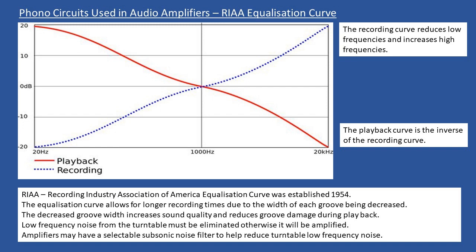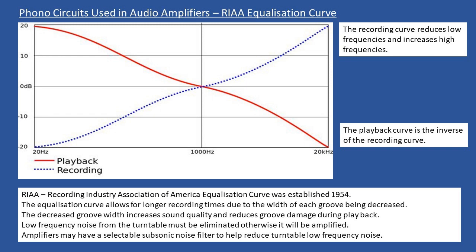So when I think about the long players, you've got to get a lot of audio on a 12-inch vinyl disc. By implementing this equalization curve, you're able to get up to 30 minutes of recorded audio onto a single side of the long player. And how this is achieved is during the cutting phase: you can see that the recording curve reduces the lower frequencies and increases the higher frequencies.